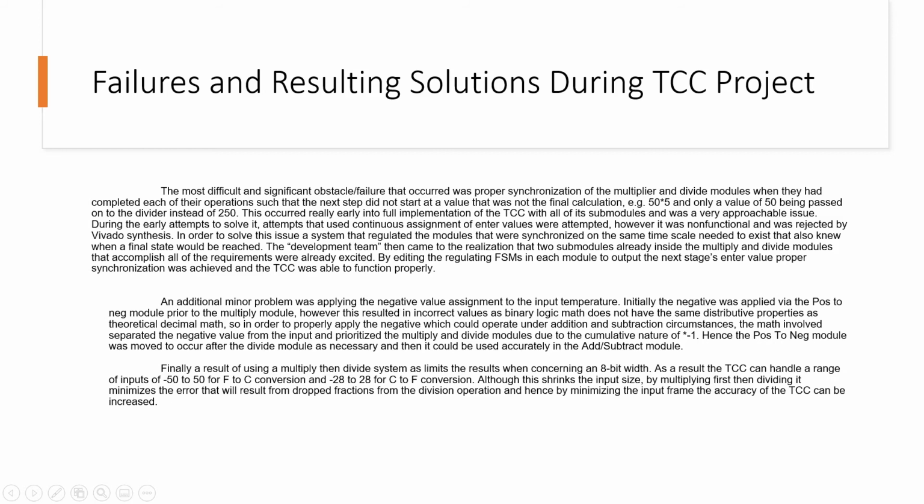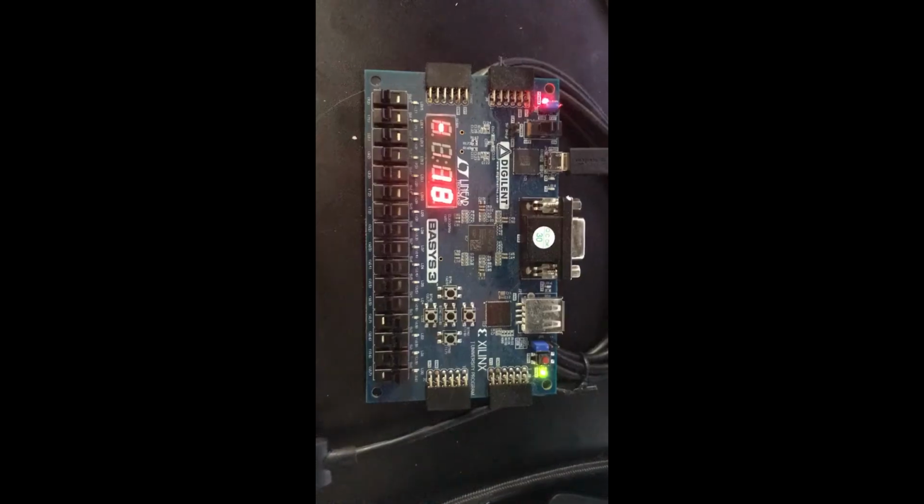This limited the conversion values from -50 to 50 for Fahrenheit to Celsius, and -28 to 28 for Celsius to Fahrenheit. As a result, we can see that the windows are not necessarily the largest. However, I can guarantee significantly more accuracy from these windows than if I were to use, say, a divide operation and then a multiply operation. This concludes the presentation portion of my video.